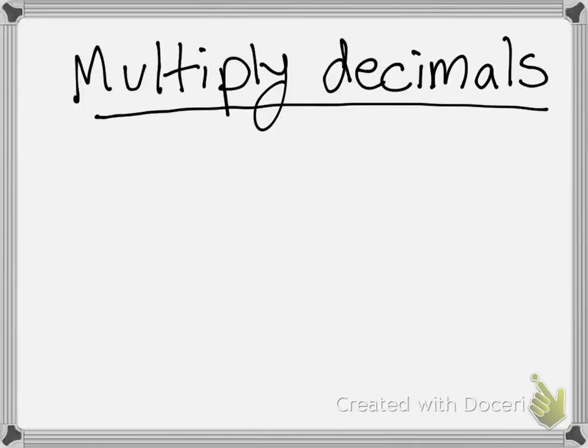So we're going to start with multiplying decimals. This is chapter 3, lesson 3 on page 193. We don't need our books open yet. So I'm going to come back to the slide where we're going to learn our rule. But first, we're going to look at an example.